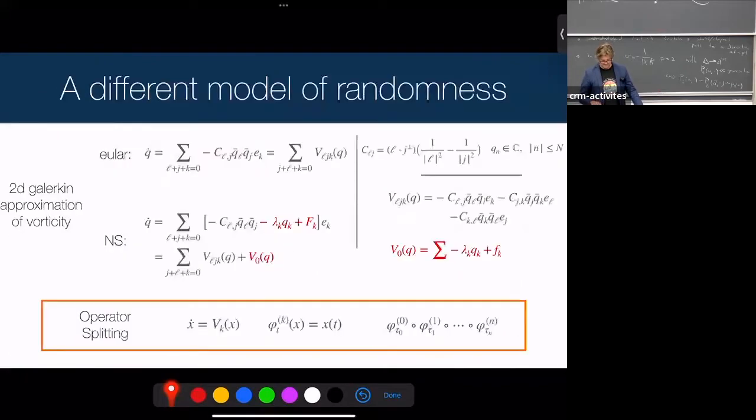So let's skip this again. Okay, so now what I'm going to tell you about is the model that I'm going to use. One of the points is that this is going to be a model of randomness in Euler, not a model of randomness in Navier-Stokes. Right, so, how much time do I have left? 13. 13, wonderful, my lucky number.